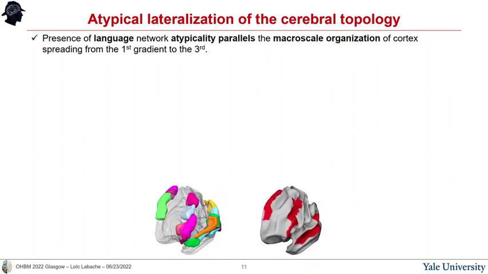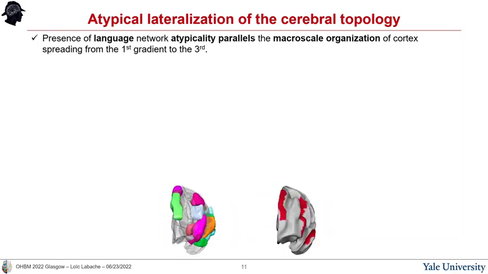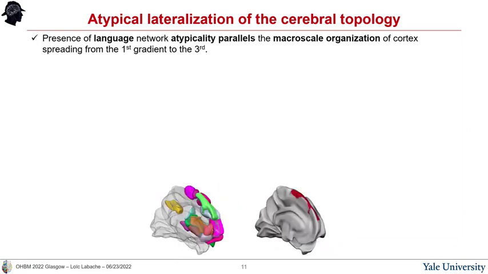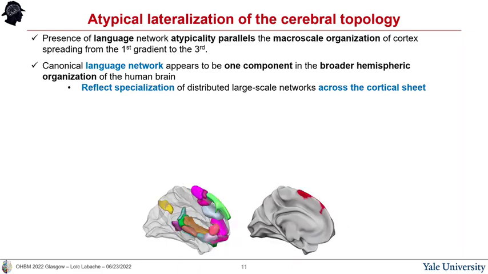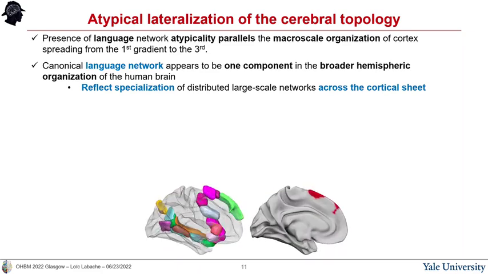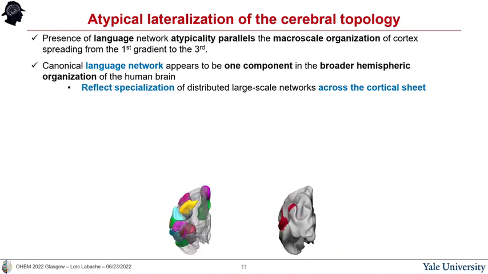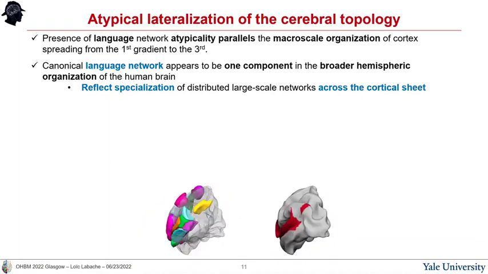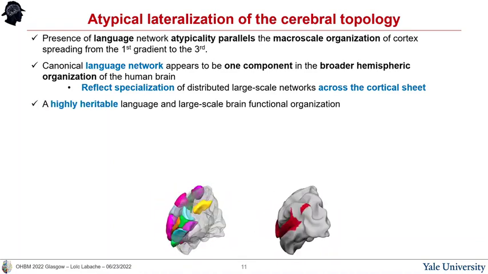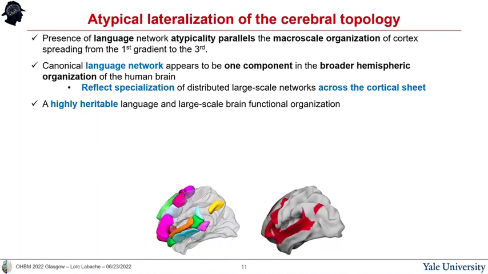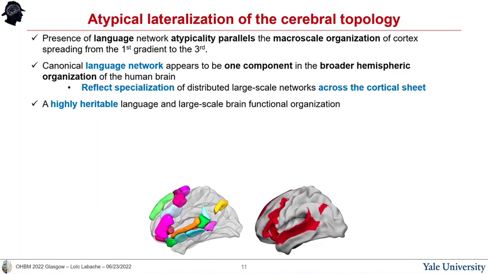And I think what you have to remember from all these slides is that the presence of language network atypicality parallels the macroscale organization of the entire cortex, spreading from the first gradient to the third one. And that the canonical language network appears to be only one component in the broader hemispheric organization of the human brain, and that this language network reflects the specialization of distributed large-scale networks across the entire cortical sheet. And finally, that language and the large-scale brain functional organization is highly heritable.